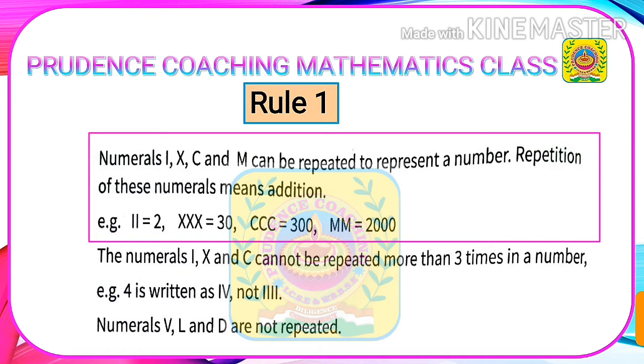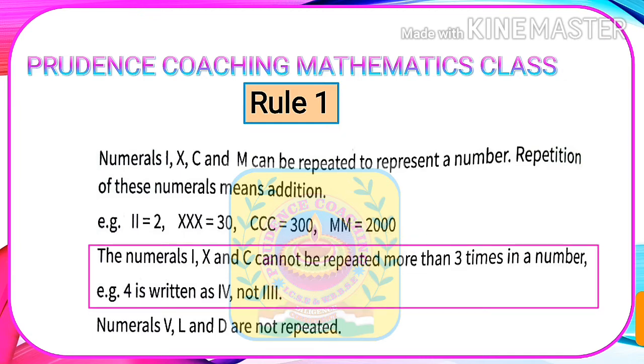See, for example, I, then we have written again I. I means 1, so 1 plus 1 will be 2, because here we are repeating 1 twice. Next, X, X, X. So here X means 10, so 10 plus 10 plus 10 will give us 30. Next example, we have CCC. So here we will add 100 thrice, because C is 100, so 100 plus 100 plus 100 will give us 300. Similarly, M means 1000, so 1000 plus 1000 will give us 2000.